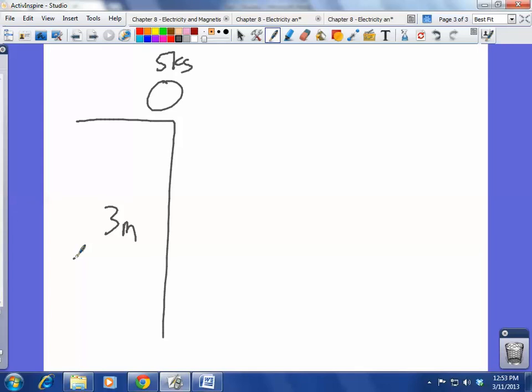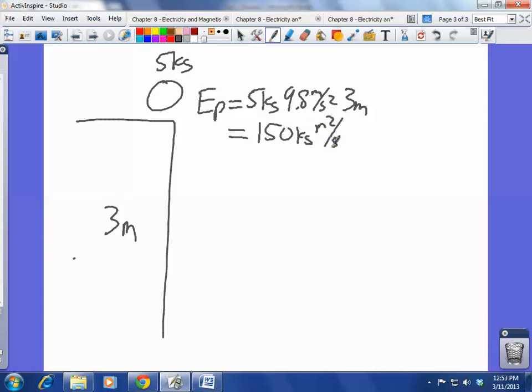Times 9.8. Yeah, because that mgh, remember, is just my mass times acceleration due to gravity, which is 9.8 meters per second squared, times my distance above ground of 3 meters. So when I multiply all that together, I get about 150 kilogram meters squared per second squared, which is the same thing as 150 joules. Okay? How much kinetic energy does that bowling ball have that's just sitting there? Zero. Okay? If something's not moving, it does not have any kinetic energy.